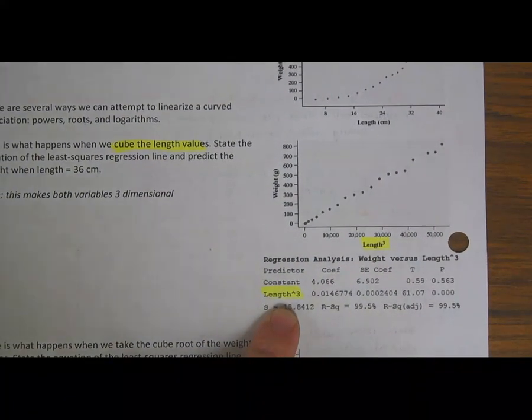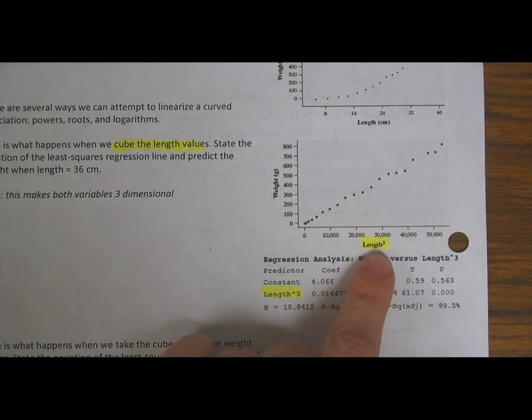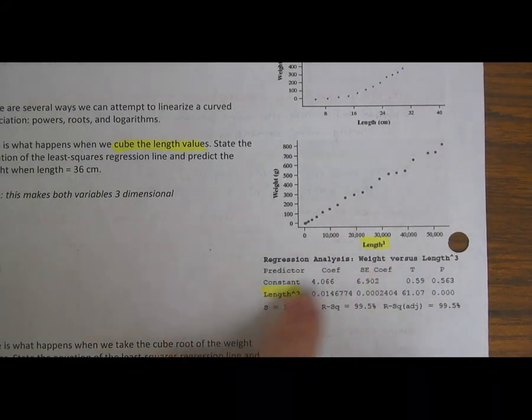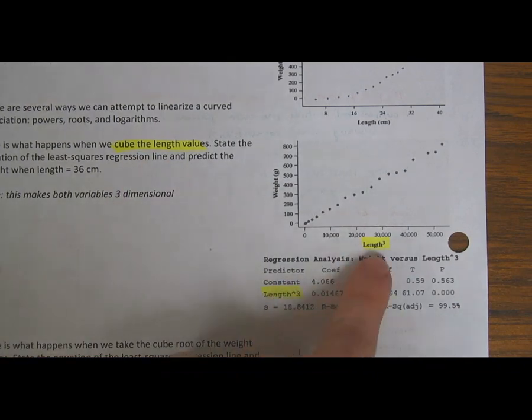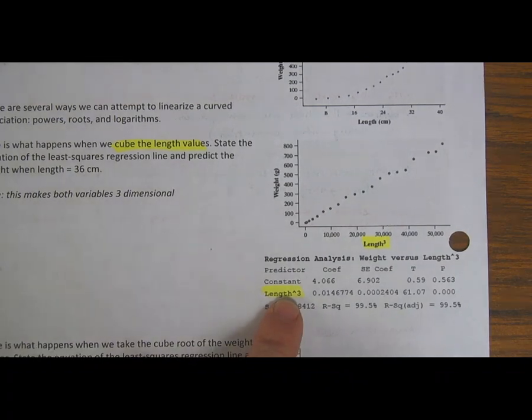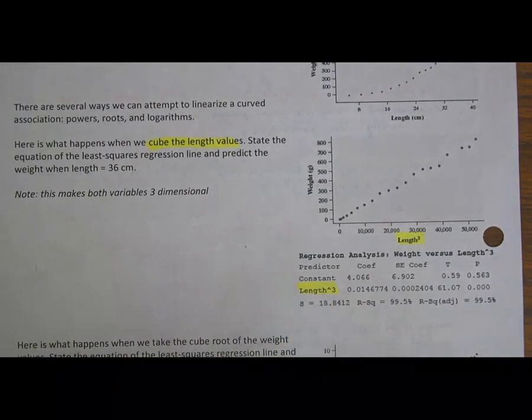So on an AP exam, you can tell by the axis or the computer readout what was done. If it doesn't say it in words, you can tell what was done in these places as well. So just look around and figure out, what did they do? Well, they took all of the original lengths of the fish in centimeters and they raised them to the third power. They cubed them. Now, we're going to state the equation of the least squares regression line.